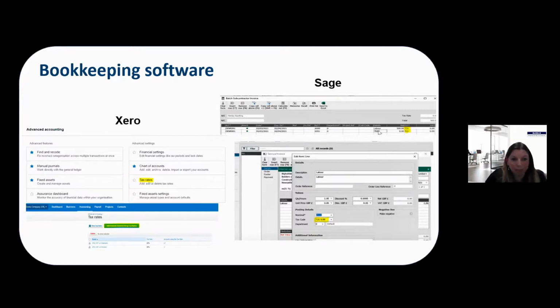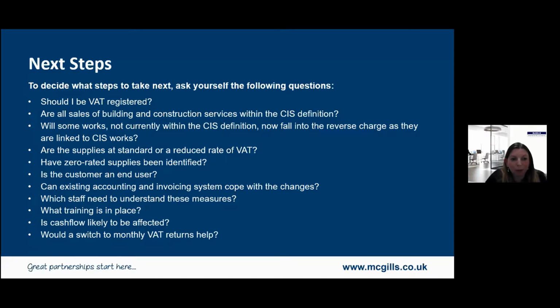So your next steps. To help determine how you're likely to be affected, you should ask yourself questions to see whether the new rules apply and how they may affect you, to make sure you are properly prepared. So the list on screen are some that we think you should consider. Should you be VAT registered? Are all sales of building and construction services within the CIS definition? Will some works not currently within the CIS definition now fall into it? Are the supplies at standard or a reduced rate of VAT? Have zero-rated supplies been identified?